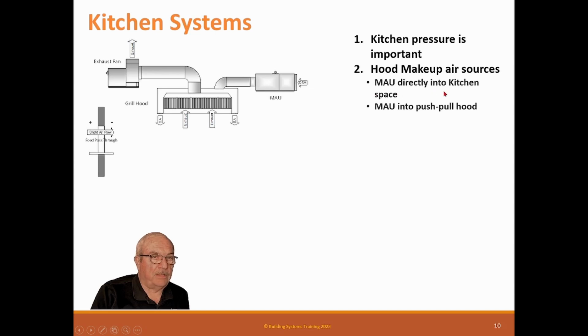You can make up directly into the kitchen space, like I just said, or you can make up in a push-pull hood. In a push-pull hood, we may have a makeup air unit, and this can be an evap cool because it's not going to the space. It's going to this outer shell of the hood. And really we have two hoods. We have an inner hood that has a grease filter, and then we have this outer hood, which has louvers down here in the face of the grill. And so this makeup air unit blows in it, and it blows down to be entrained back against the food.